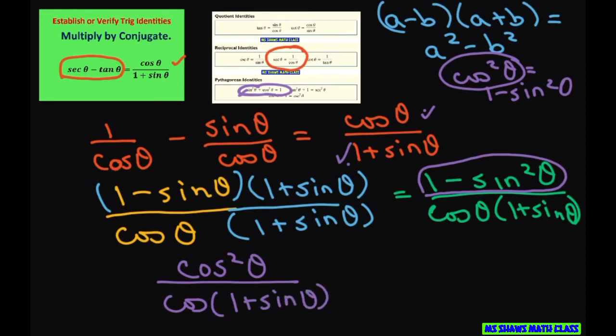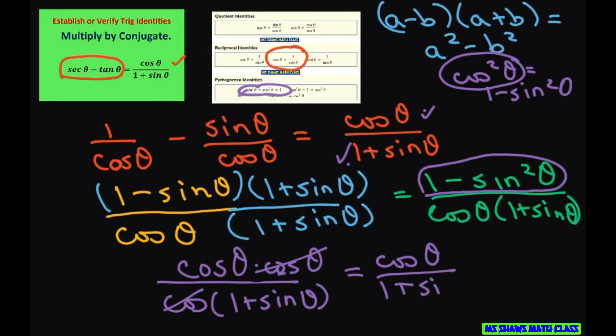And also, cosine squared of theta, I'm just going to write it like this, just means you have 2 of these. So you cancel those out, and you're left with cosine of theta divided by 1 plus sine of theta.